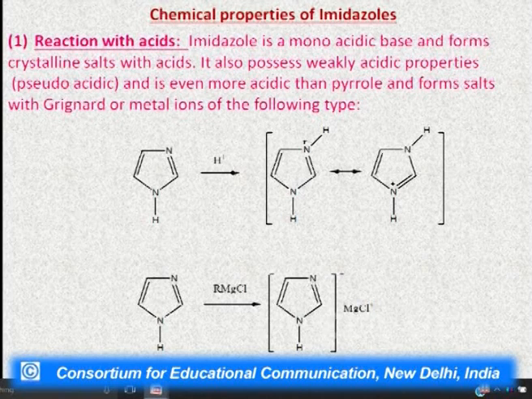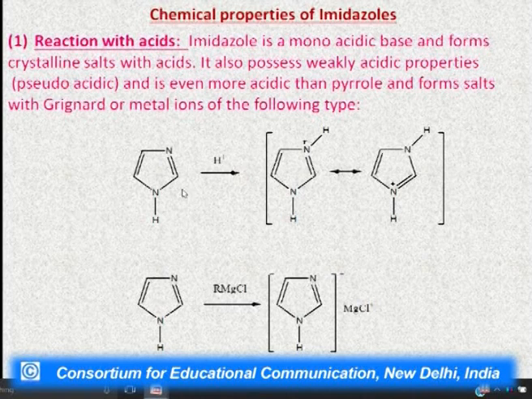It can react with acids. Imidazole is a monoacidic base and it forms crystalline salts with acid. It also possesses weakly acidic properties, which can be called pseudoacidic, and is even more acidic than pyrrole and forms salts with the Grignard reagent and with metal ions of the following type.